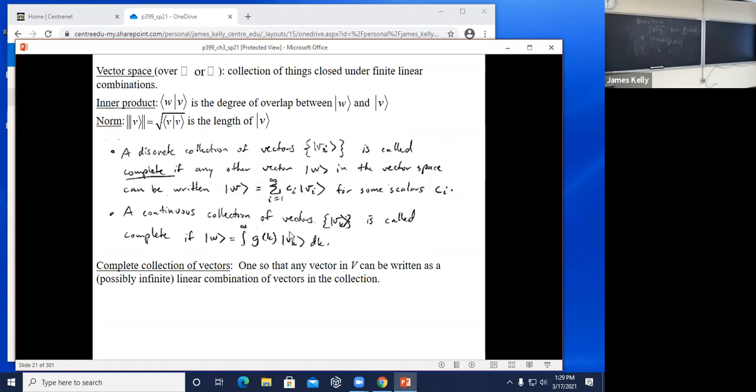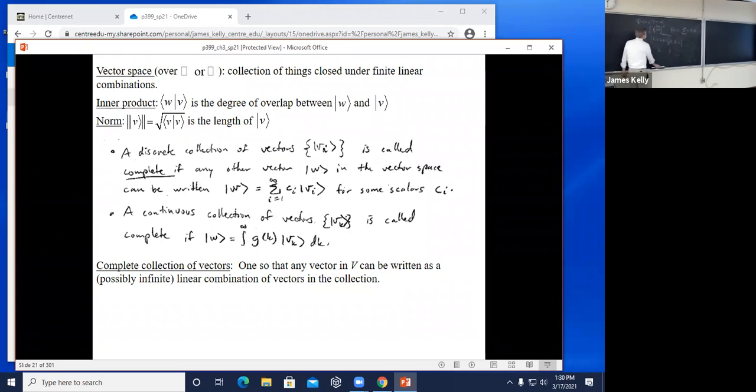And if I've got a continuous collection of vectors, so maybe I could say, oh, you know, I solved for the free particle potential energy, which is just V equals 0 everywhere. We didn't get a discrete collection of these. We got one for every real k. You know, maybe I could write the collection as k is between minus infinity to infinity. That's a continuous collection of vectors, right?